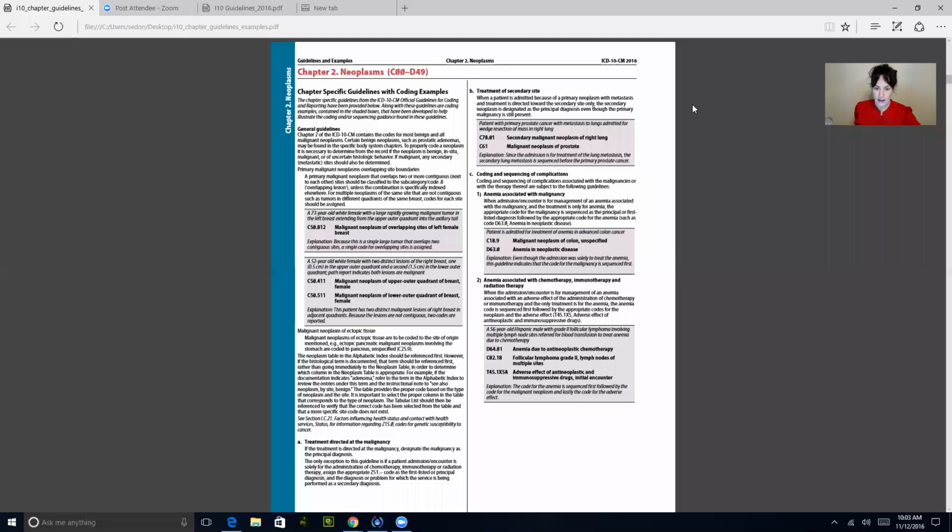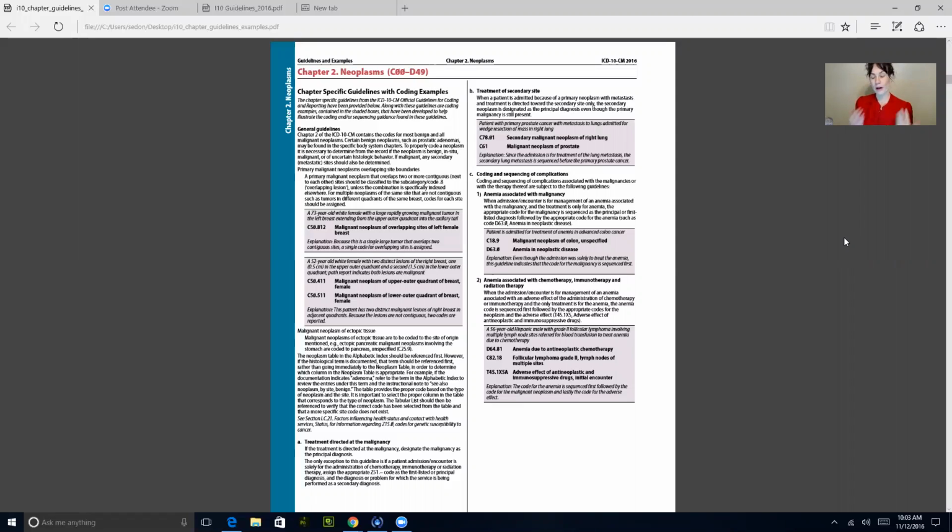Let me go ahead and open up our guidelines. Okay, and I'll share my screen. Okay, so today we're going to start with our Chapter 2 neoplasms, and we're going to go through and cover the examples that are in our book as well.